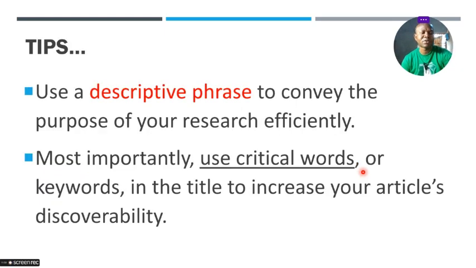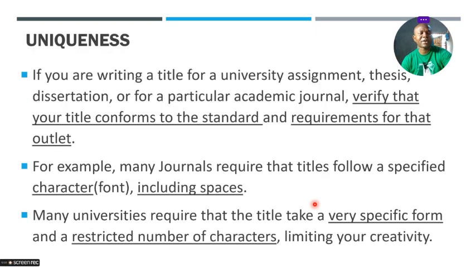Okay, so again, we look at some tips. We use a descriptive phrase to convey the purpose of your research. Essentially, your research title is going to be a phrase, not necessarily a sentence. It's not even going to be a clause many times. It's going to be more of a phrase, but it must convey the purpose of your research. And more importantly, we use critical words, keywords that will increase your article discoverability. When people are interested in research along a particular area of profession, they will be able to discover your title.